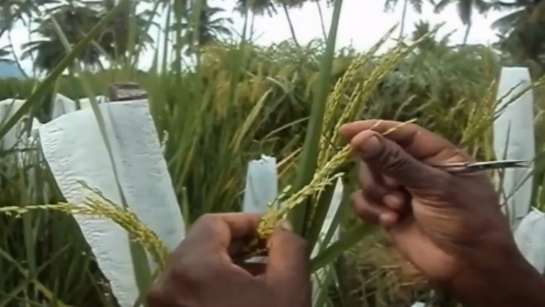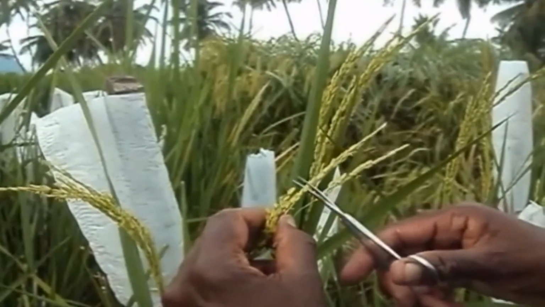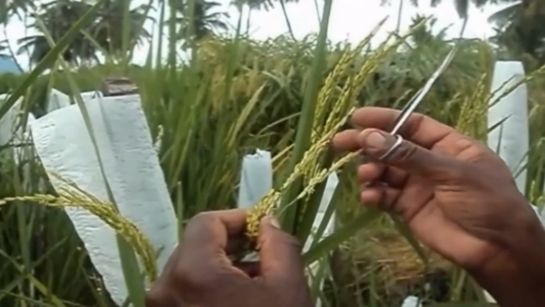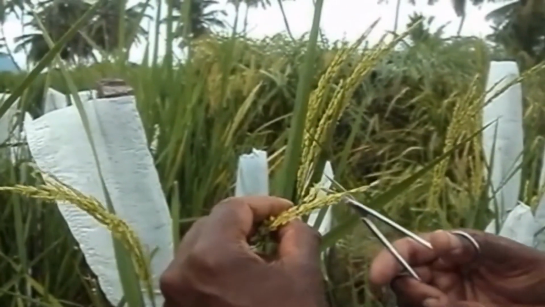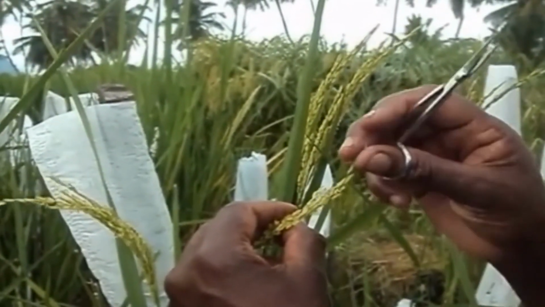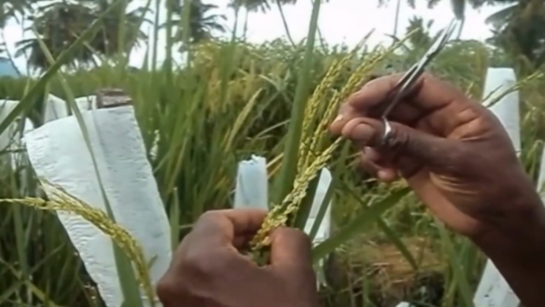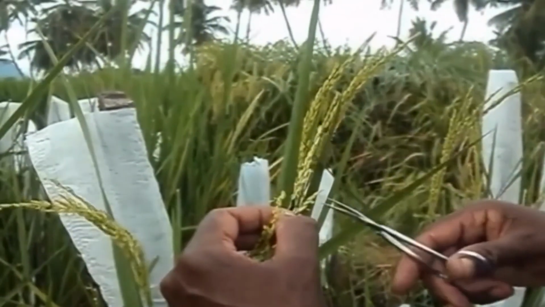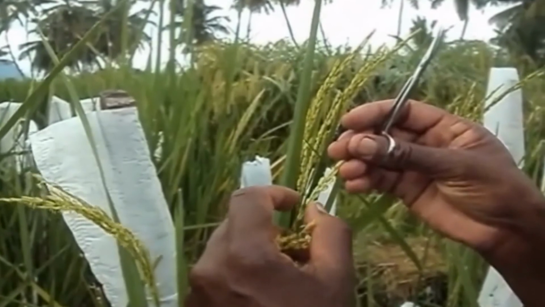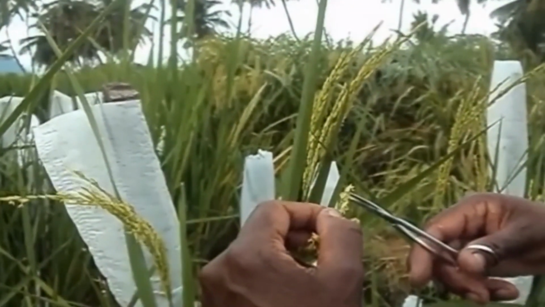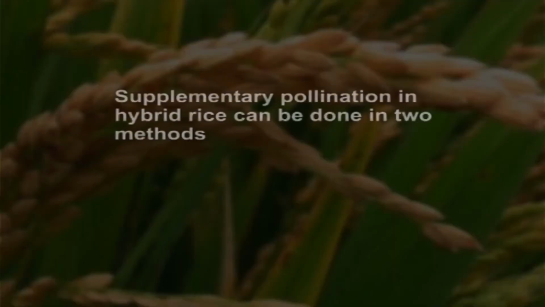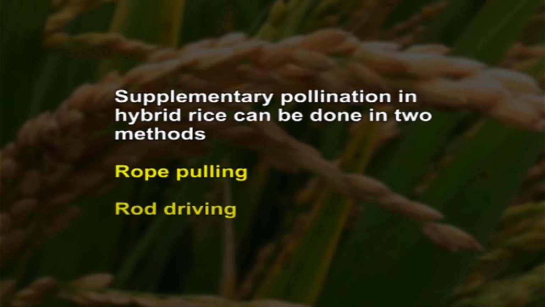Timing and frequency of supplementary pollination is very important. Supplementary pollination should be done at the peak anthesis, that is when 30 to 40% of spikelets are open. This process is repeated 3 to 4 times during the day at an interval of 30 minutes. Supplementary pollination has to be done for 7 to 10 days during the flowering period. Supplementary pollination in hybrid rice can be done in 2 methods, that is rope pulling and rod driving.